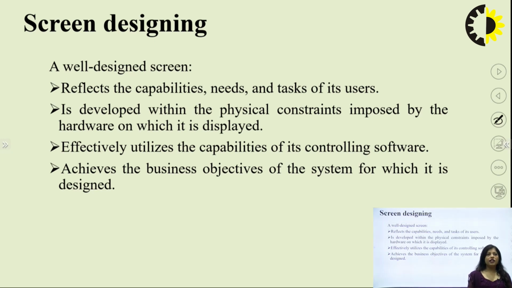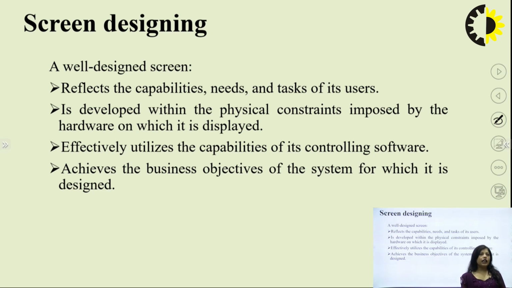A well-designed screen reflects the capabilities, needs and tasks of its user. Means a well-designed screen is one that reflects the capabilities of the user and fulfills the need of the user, meaning why the user wants to use the screen and what goal, what objective the users have for using any screen.